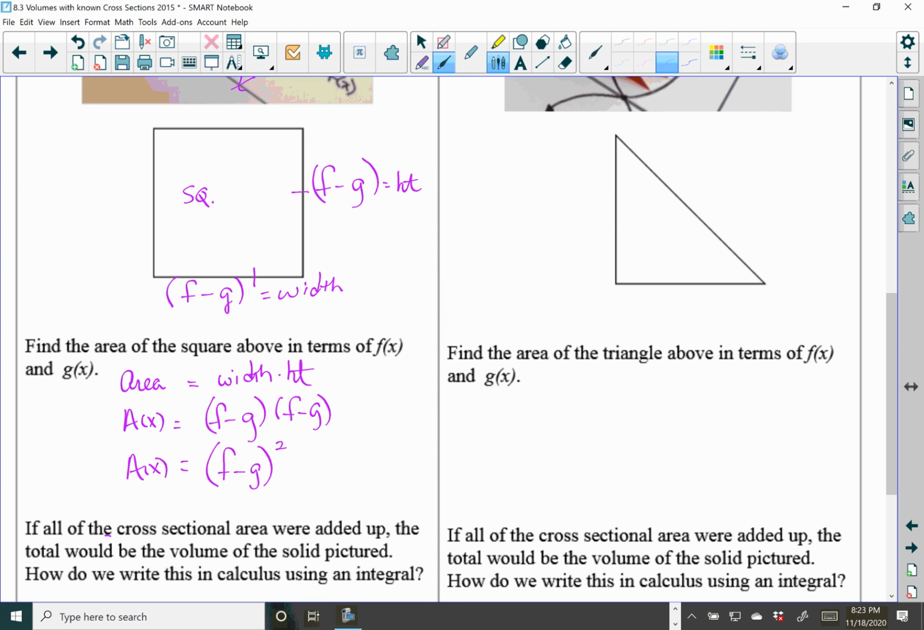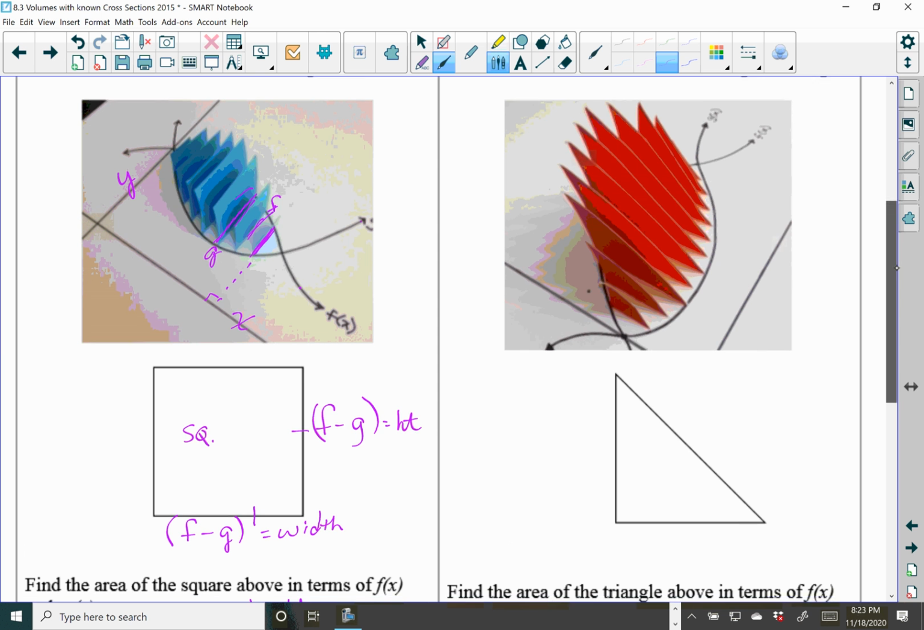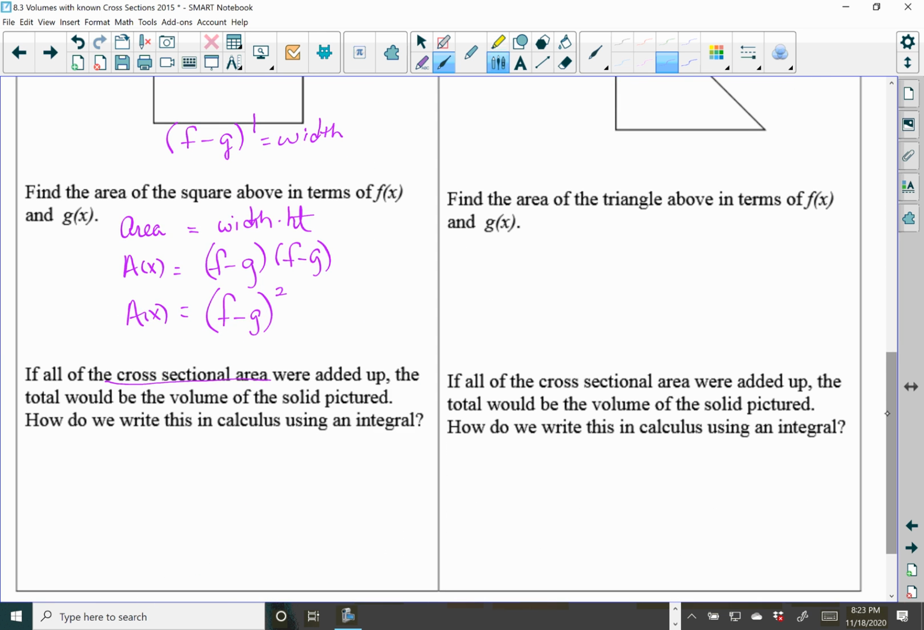If I added up all the cross-sectional areas that were densely packed in here, you would have even more, right? In between all those voided areas, we'd have squares sitting in there. If we added up all those cross-sectional areas, we'd get the volume. How do we sum things in calculus?